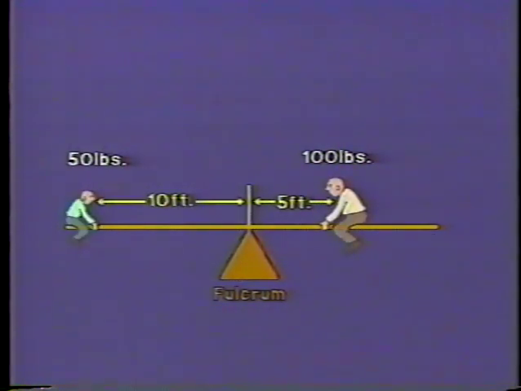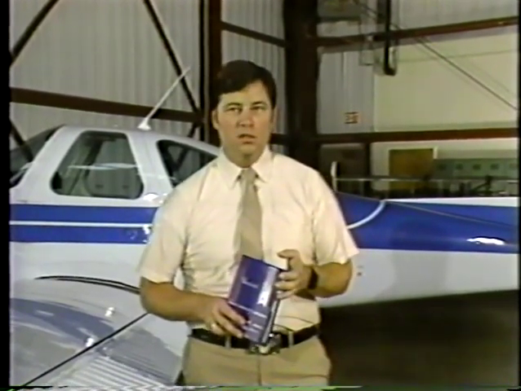This is why a 100-pound child has to sit half as far from the fulcrum as a 50-pound child if they are to balance. The force produced about the fulcrum is the same. You don't have to be a whiz at math to understand that weight times arm equals the value we call moment. Using this formula, let's work problems.